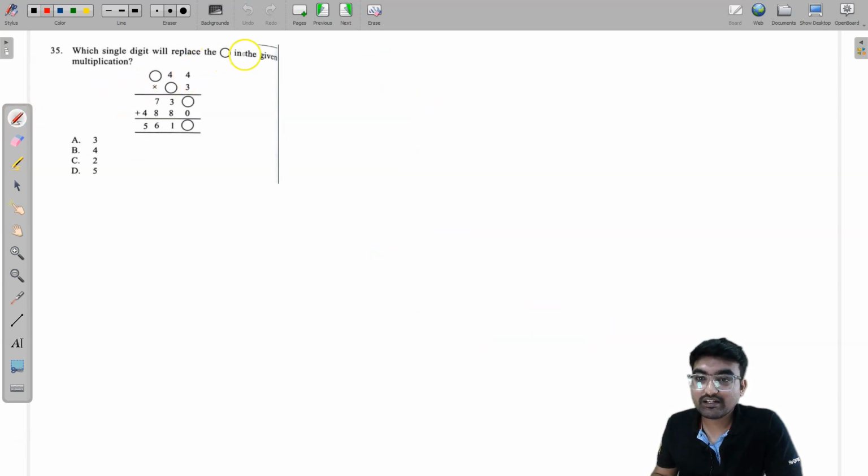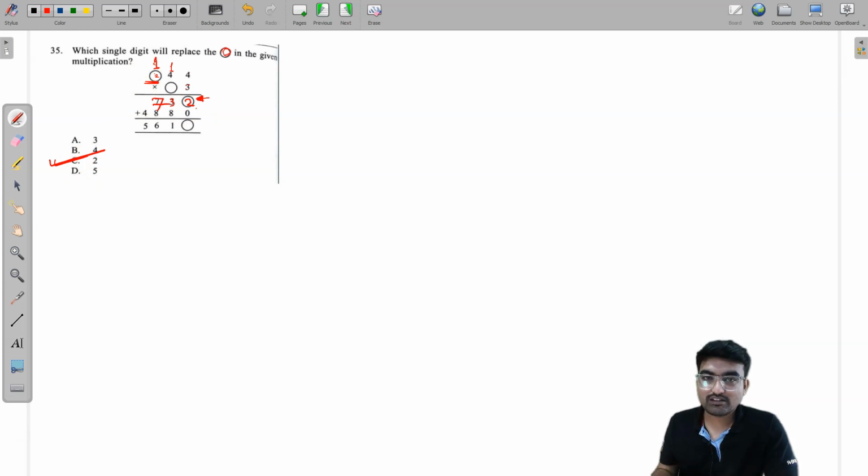Question number 35. Which single digit will replace the circle in the given multiplication? Right? So 4 3s are 12. Right? That much we know. So 2 should be here and 1 carry. So 4 3s are again 12 plus 1, 13. Carry 3, sorry. Right? 3 here and carry 1. So 31. Okay, so we don't know what it is. So again we know that the circle is 2. Let's try 2. So 3 2s are 6 plus 1, 7. That means we have got our answer, that the circle is 2. So that is option number C.